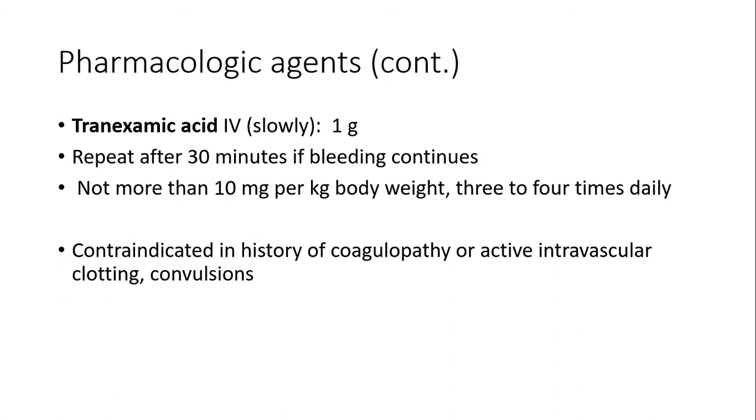Tranexamic acid can be injected slowly intravenously, usually 1000 milligrams. You can repeat this preparation after 30 minutes if bleeding is continuous. No more than 10 milligrams per kilogram body weight, please. It is usually indicated 3 or 4 times daily. But tranexamic acid is contraindicated in history of coagulopathy or active intravascular clotting, and in case of convulsions or fits.